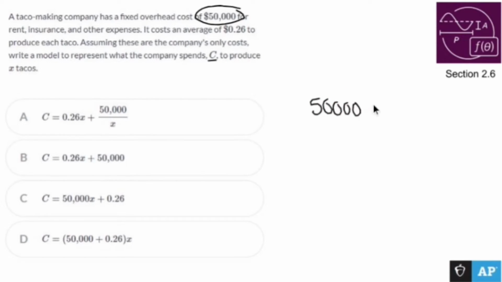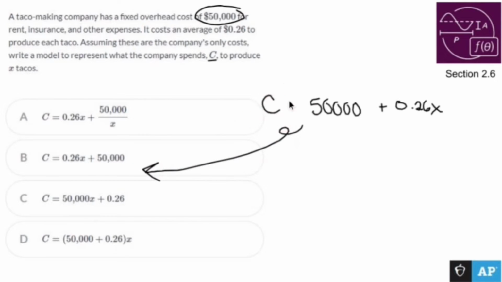However, you gain, it also costs 26 cents to produce each taco. So plus 26 cents per taco. Did I call that a letter X? X tacos. And is that all I have to do? Yeah. Strange problem. It's almost too easy, but that's what it is.